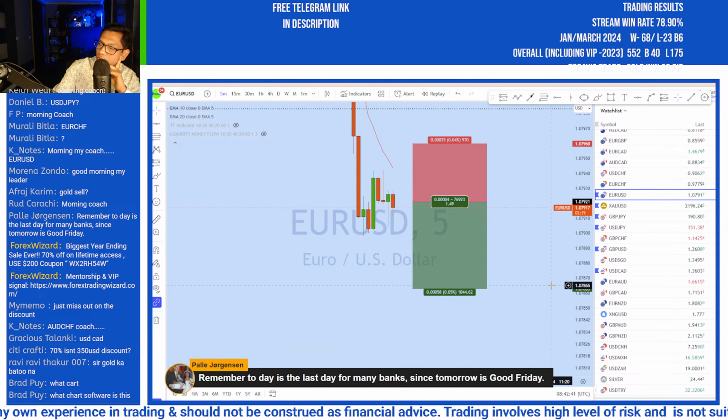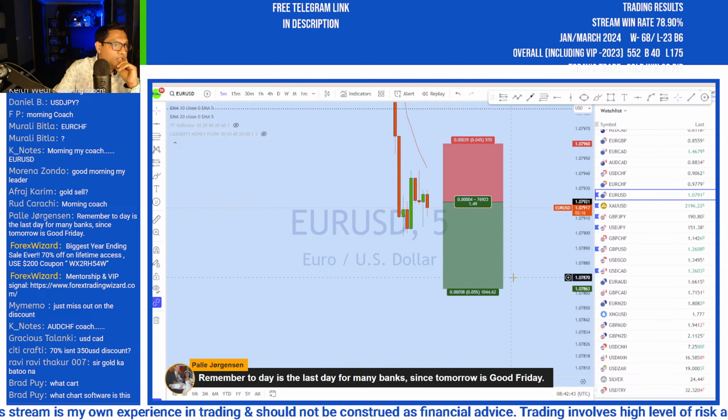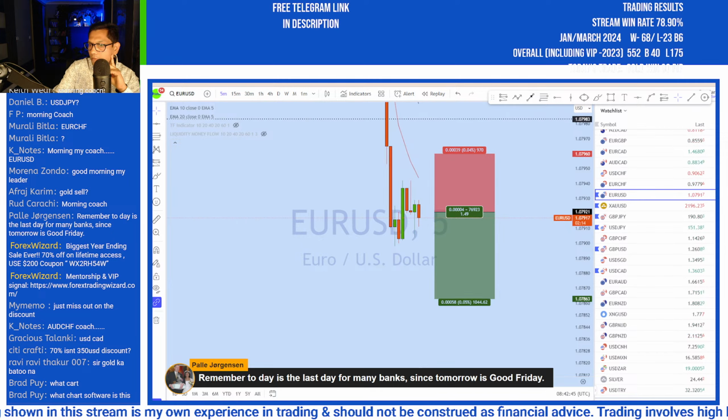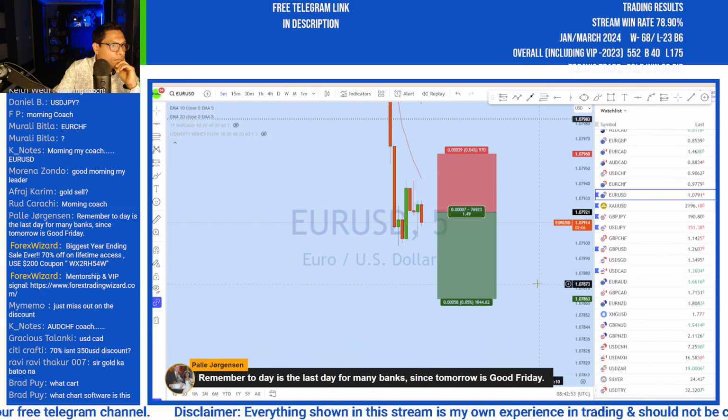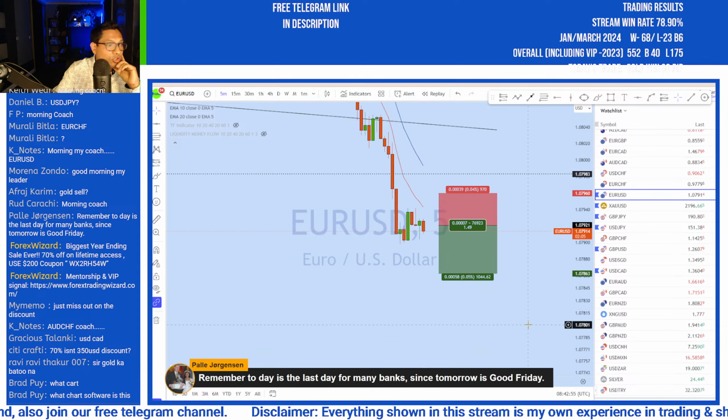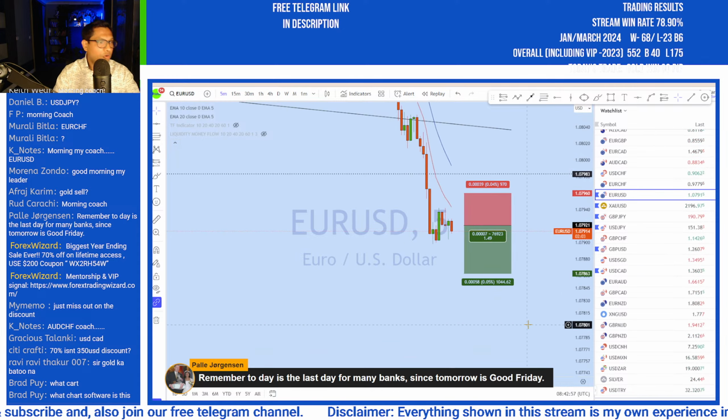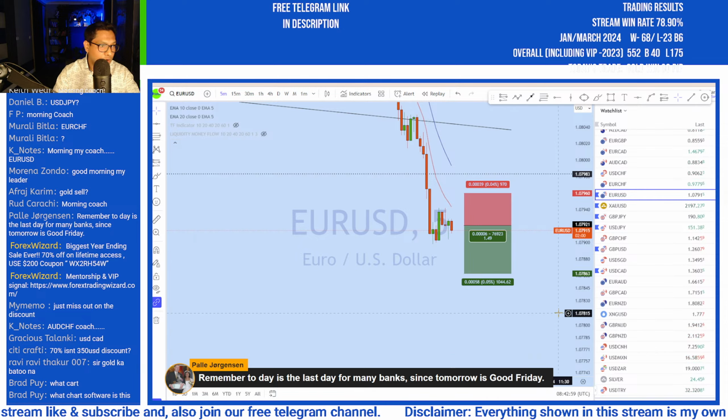Okay, expecting it to revert back in that direction. So what is dropping is likely to drop. We are trading with the trend, which is very important.